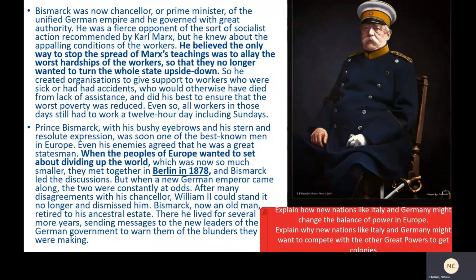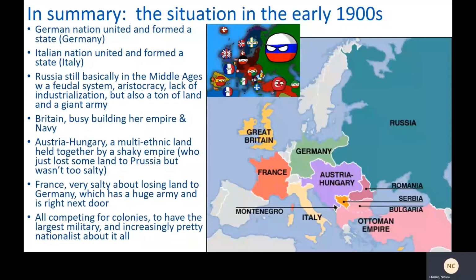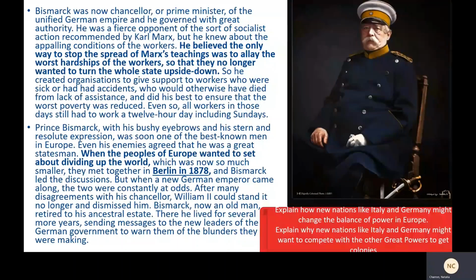So he created organizations to give support to workers who were sick or who had accidents, who would otherwise have died from lack of assistance, and he did his best to ensure that the worst poverty was reduced. Even so, all workers in those days still had to work a 12-hour day, including Sundays. Prince Bismarck, with his bushy eyebrows and his stern and resolute expression, was soon one of the best-known men in Europe. Even his enemies agreed that he was a great statesman.